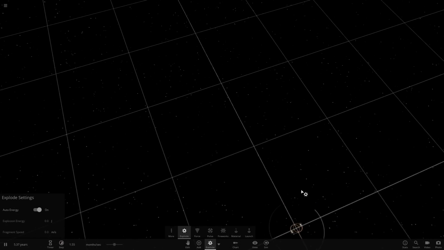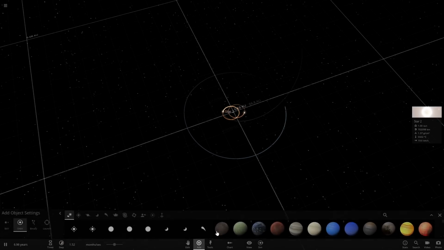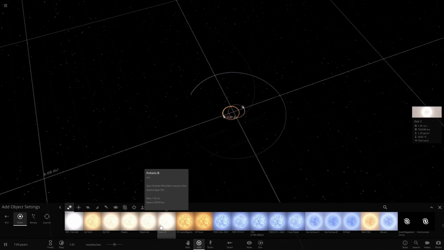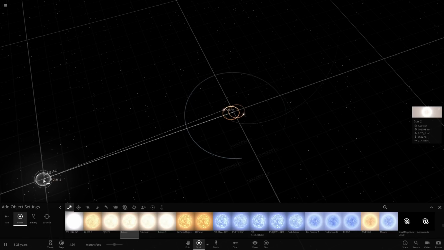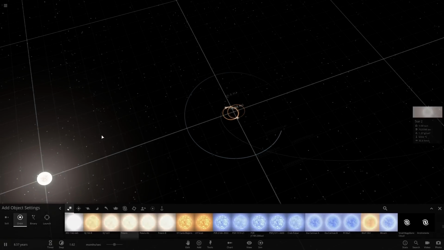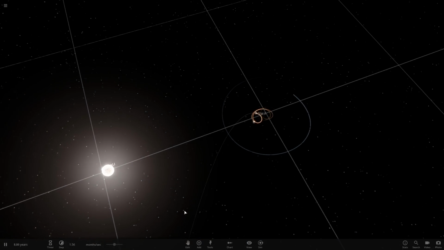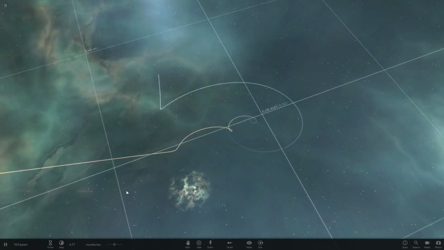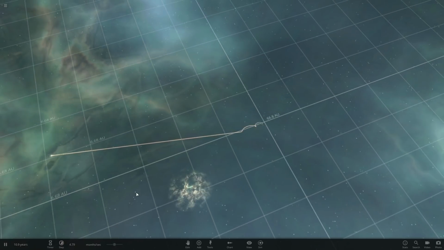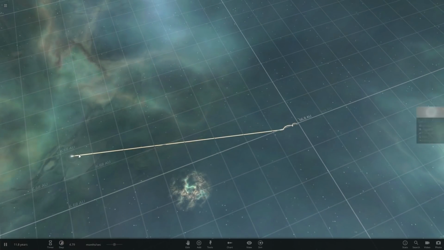Okay, Jupiter's exploded. So what if we put a star that was massive? So if we put something like Polaris in there, which is a huge one, we'll put it over here. How would that affect Westeros? Does it affect it at all? Oh my god. Oh! That was just nuts.